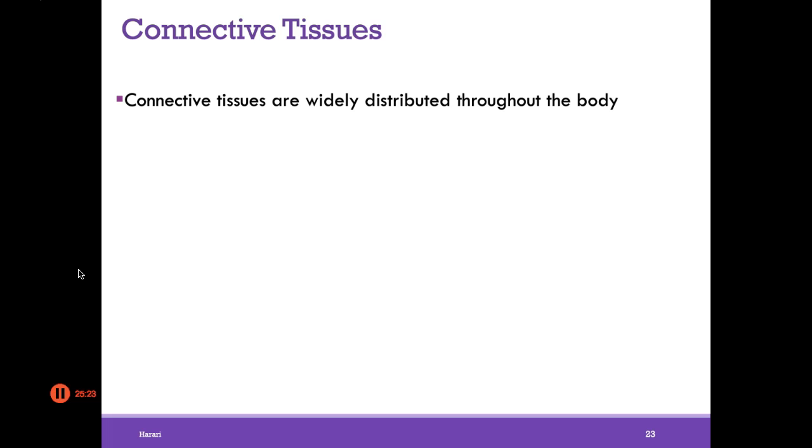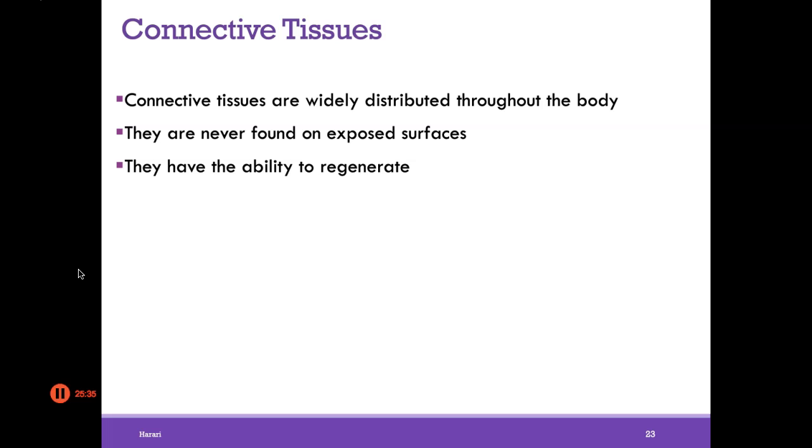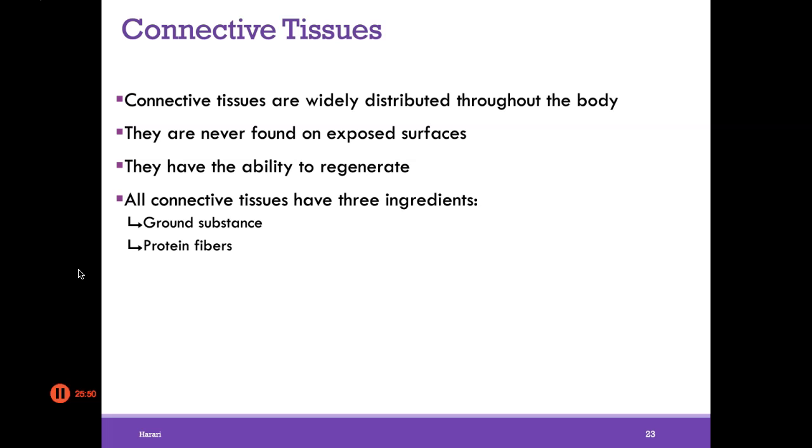Connective tissues are the most abundant and widely distributed tissues throughout the body. And unlike epithelial tissues, connective tissues are never found on exposed surfaces. Connective tissues have the ability to regenerate. And in general, while connective tissue is very diverse, they have a lot of differences between the different types. All connective tissues have three basic ingredients. They have ground substance, they have protein fibers, and they have some cells.